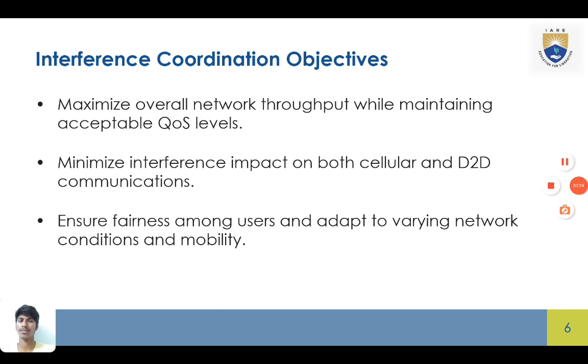Interference coordination objectives. Maximize overall network throughput while maintaining acceptable QoS levels. Minimize interference impact on both cellular and D2D communications. Ensure fairness among users and adapt to varying network conditions and mobility.